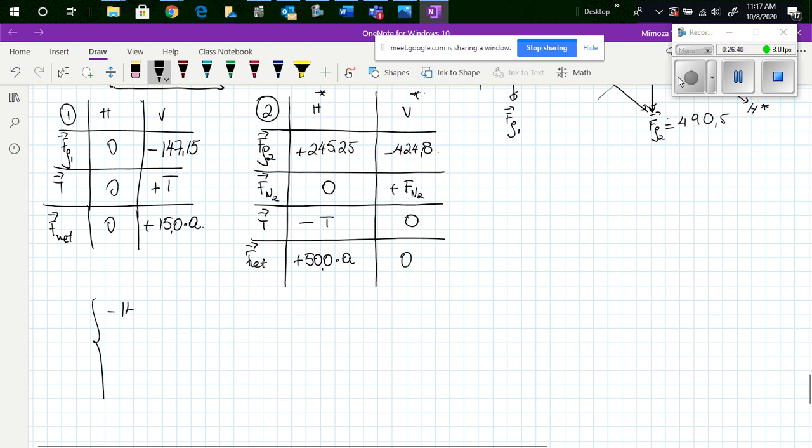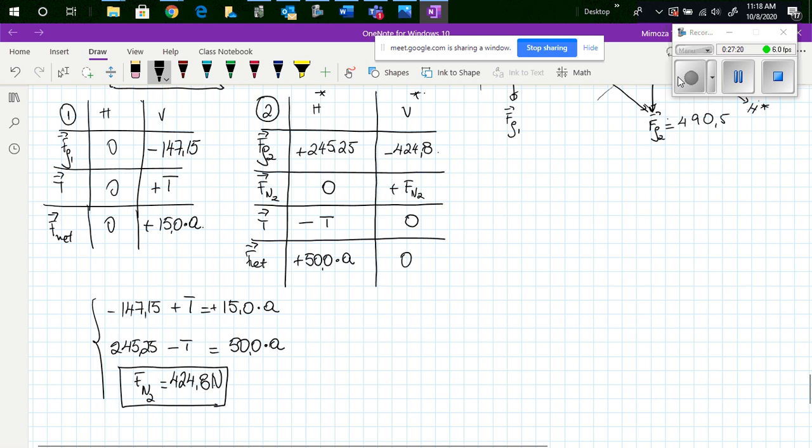Then we'll have negative 147.15 plus T is equal to positive 15.0 times acceleration. And then we will have 245.25 minus T is equal to 50 times acceleration. And from the vertical, we can still write right away that force normal is 424.8 newtons.